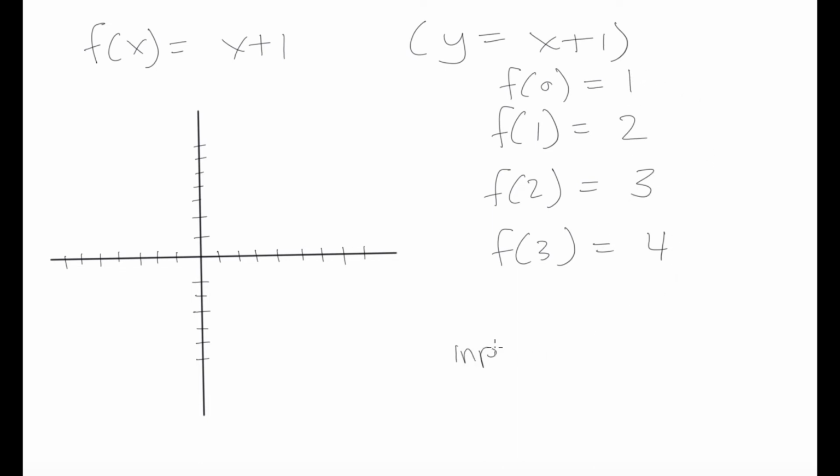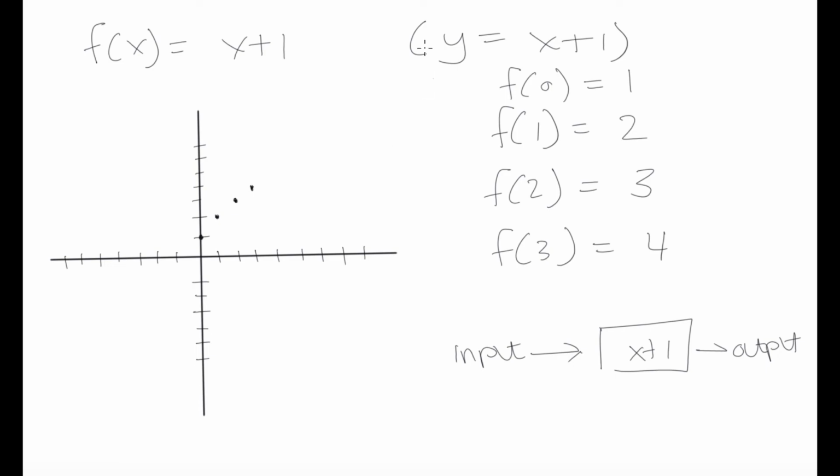So we're going from an input x value, we're putting that into our function, and our function is x plus 1, and we're going to get an output value. And now we can graph this. Given the input value of x equal to 0, y is going to be equal to 1. That's a point right here. When x is equal to 1, y is equal to 2. When x is equal to 2, y is equal to 3. And when x is equal to 3, y is equal to 4.